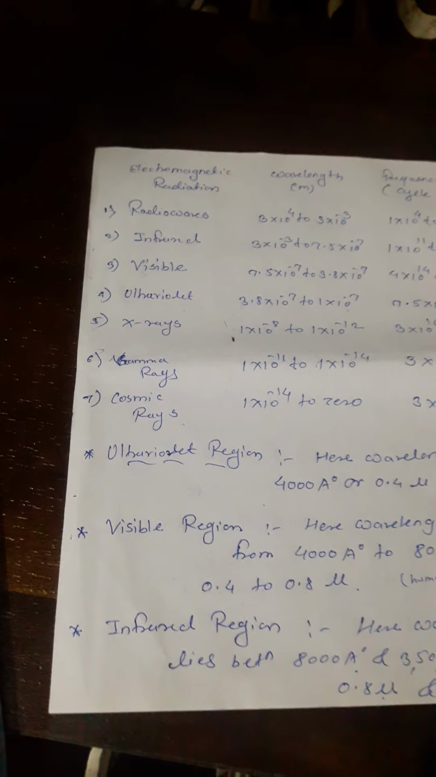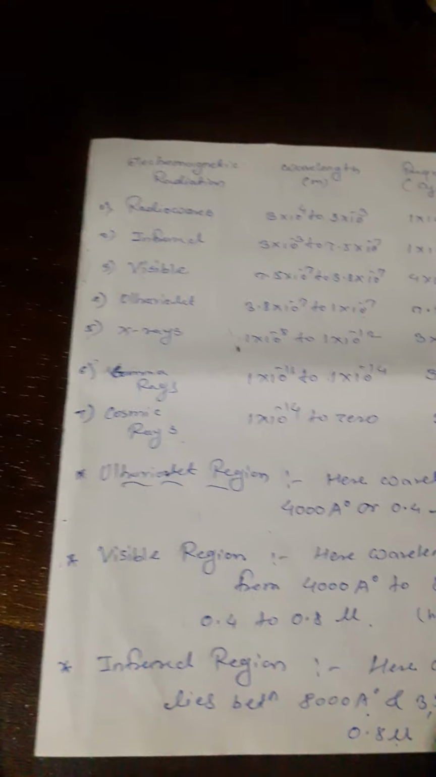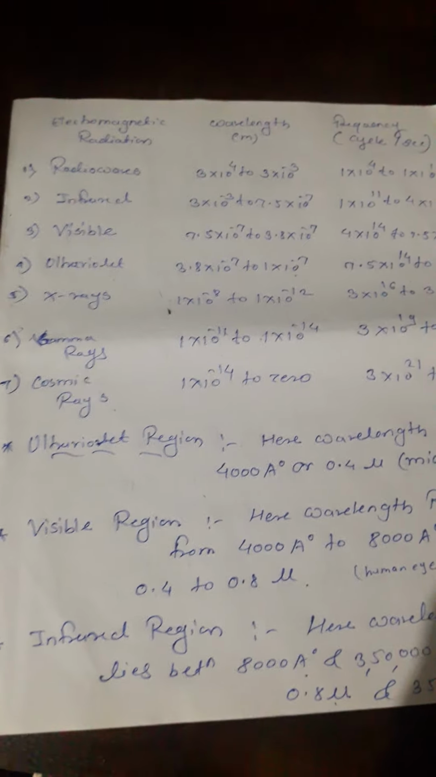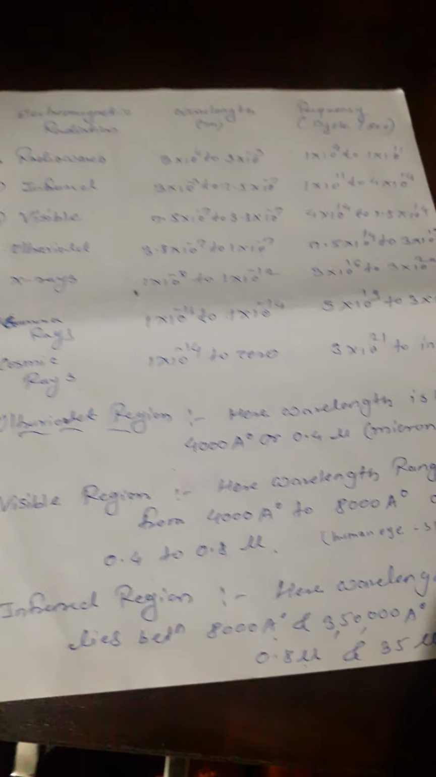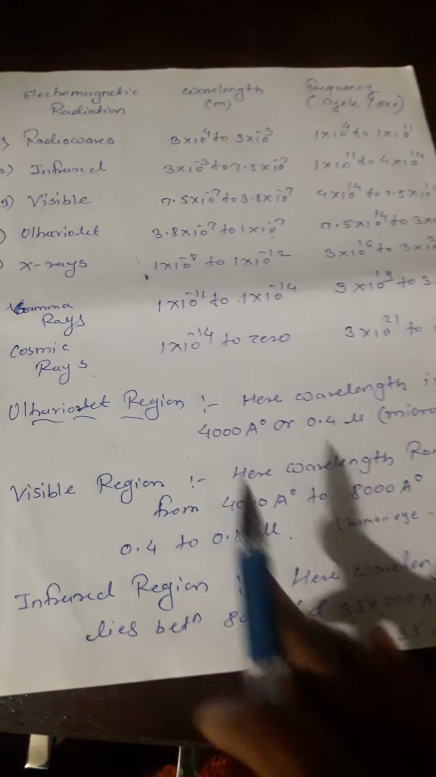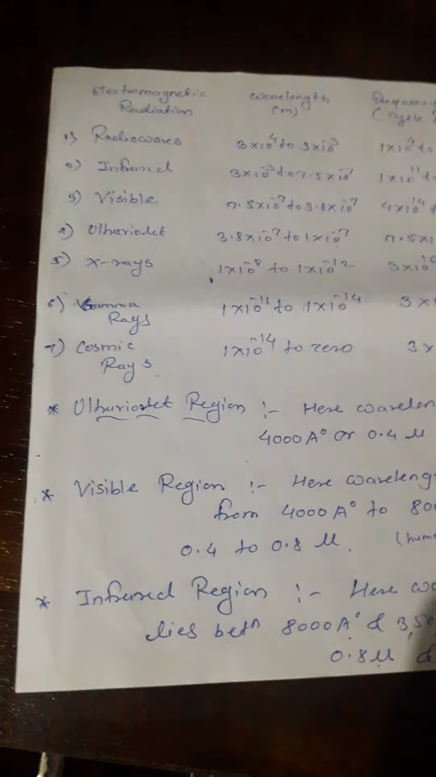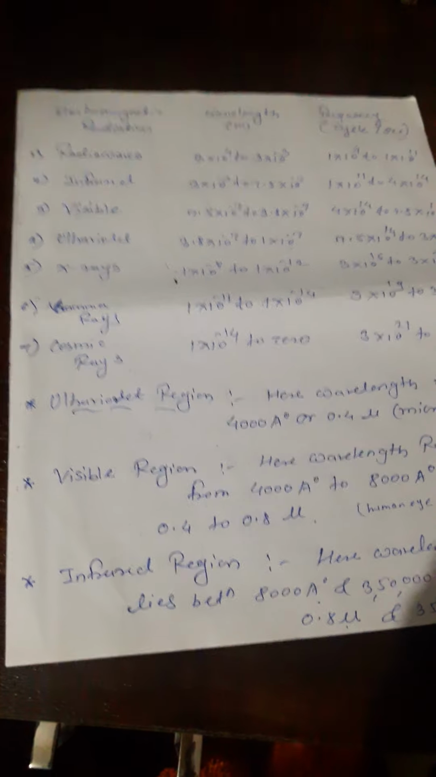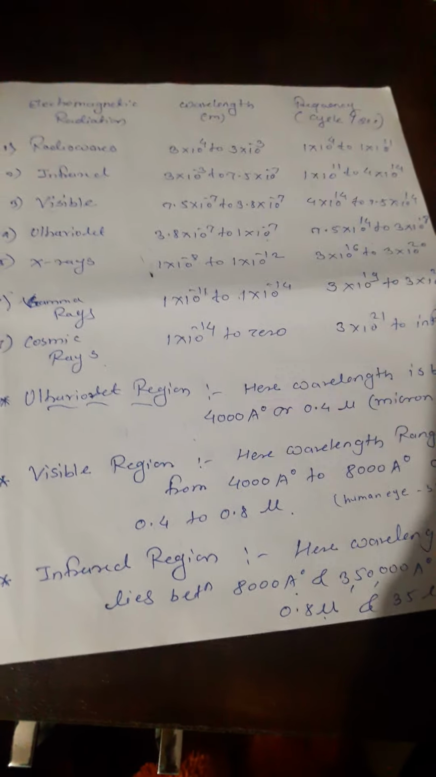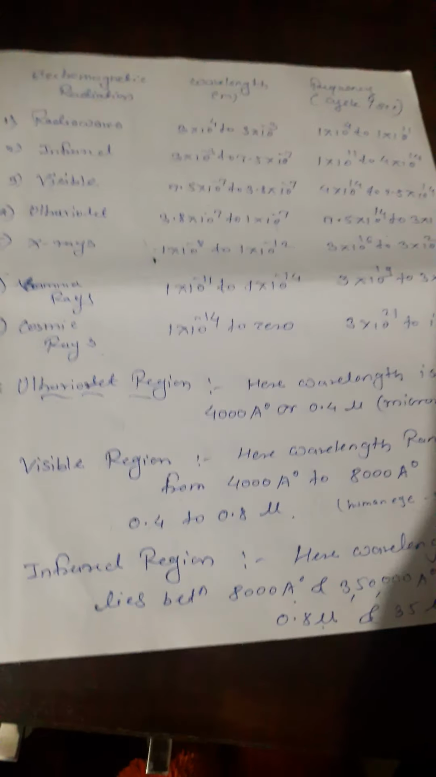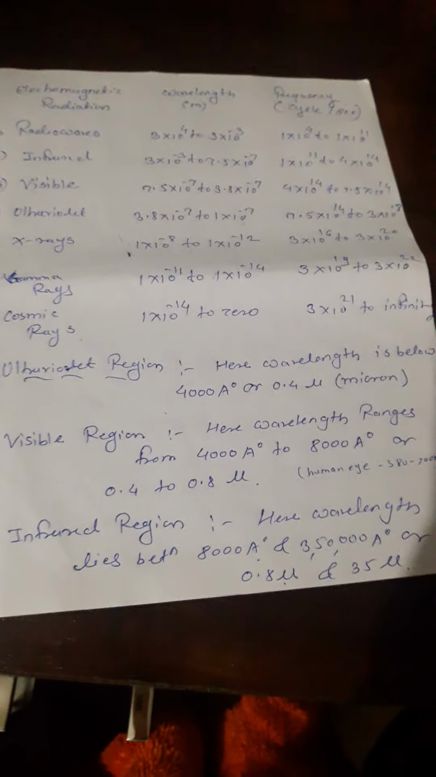So what is the electromagnetic spectrum? The arrangement of different types of electromagnetic radiation in order of their increasing wavelength or decreasing frequency is known as the electromagnetic spectrum.